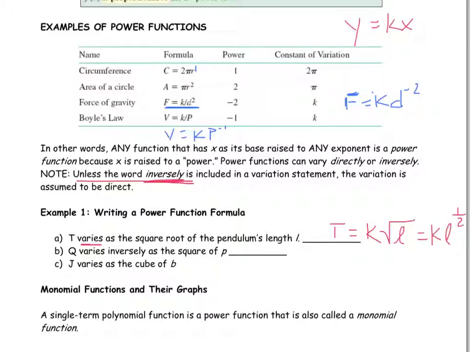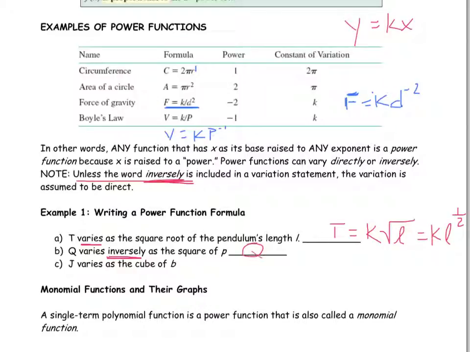Okay, because it says varies, I'm going to multiply my constant times the variable, and then whatever the power of that variable is, it should tell you in there. Alright, with example B, it says Q varies inversely as the square of P. So now this, because it has the word inverse, I'm going to divide my constant by my variable.